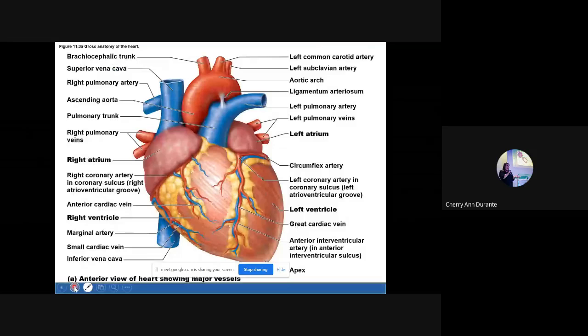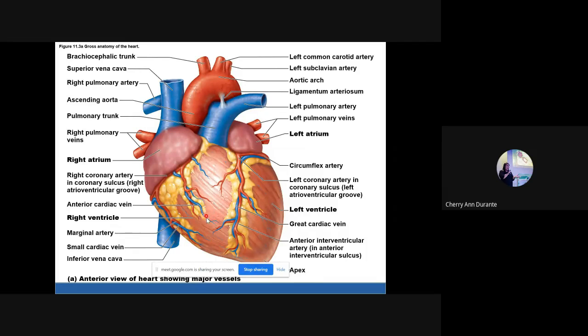So, dito po makikita ninyo ang iba't ibang coronary arteries. You have your right coronary artery, your left coronary artery, and your circumflex artery here. So, all of your coronary arteries collectively are the ones that give oxygenation to the myocardium, the muscle.